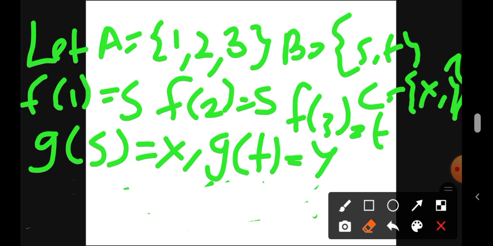So the composition of g of f first applies f to map A into B, and it then employs g to map B to C.